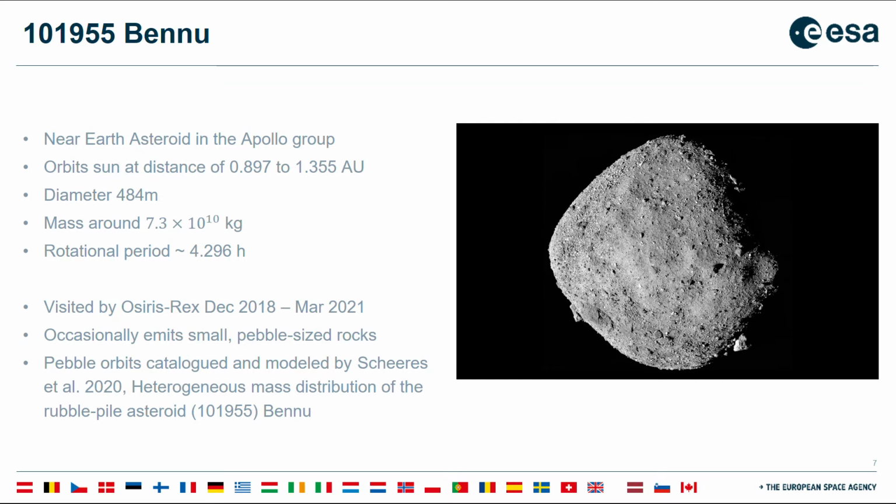These are probably from thermal fracturing, because they appear on areas which are heated by the sun. Since they are very close to Bennu, much closer than Osiris-Rex was, they experience much higher differential gravity influence. So they're very helpful in mapping the gravitational field. Here we used pebble orbits, which were cataloged and modeled by GeodesyNETs in their paper from last October called Heterogeneous Mass Distribution of the Wobble Pile Asteroid Bennu.